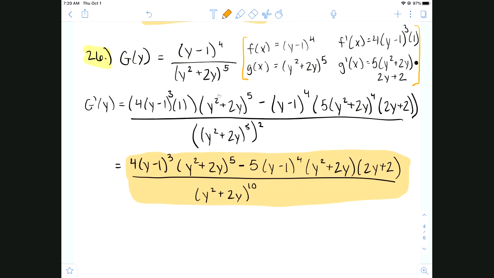I know that the quotient rule states that for this function, f prime of x is 4 times (y minus 1) to the third times 1. Then you take the g of x regular, which is (y squared plus 2y) to the power of 5, subtracted by f of x, which is (y minus 1) to the fourth, multiplied by g prime of x, which I had already put here: 5 times (y squared plus 2y) to the fourth, multiplied by the inside, which is 2y plus 2, all over the denominator squared. These 5 and 2 should be multiplied. So this numerator, which I had rearranged, is all over (y squared plus 2y) to the 10th power, as highlighted in orange.